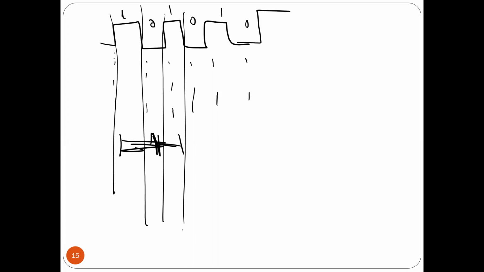Okay, 2 things in order to receive the same signal you transmitted. Number 1, the receiver and the sender have to use the same boundary here. Okay, this is number 1.